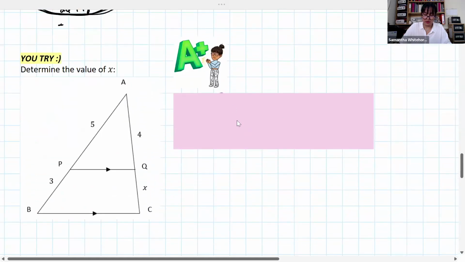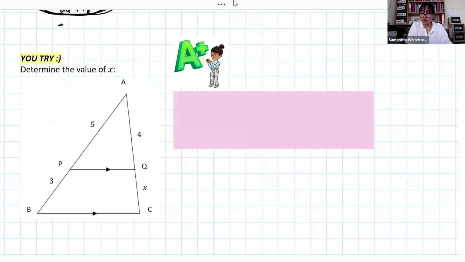Right, so here's your you try. As you can see, it's actually quite a short little solution. It's my purple little blocky. We are determining the value of x. Don't overthink it. Don't overcomplicate it. Let's see what we get.